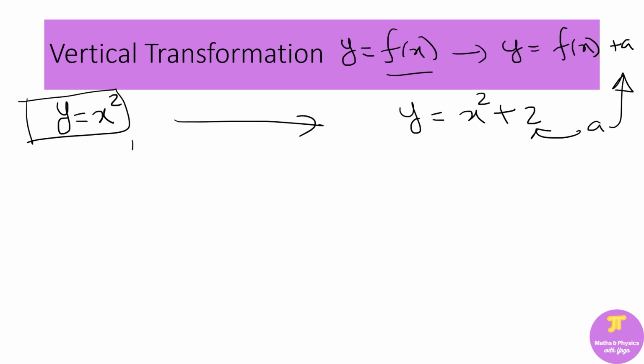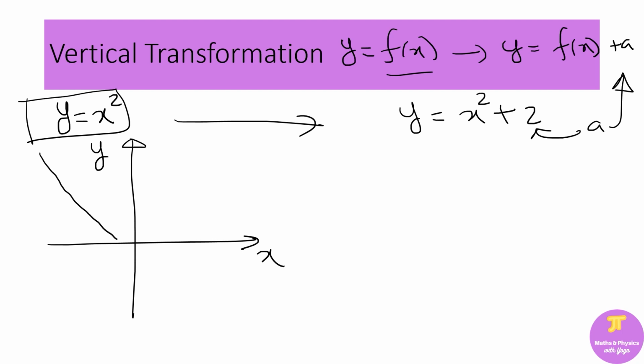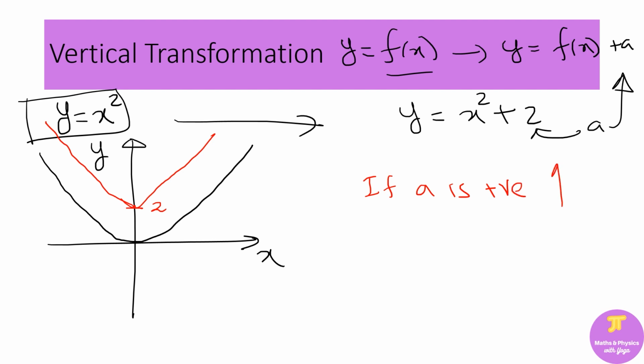So let me sketch y = x squared. We know that this is going to be like this, and plus 2 means this transformation is actually adding plus 2 to this one. This means you shift this function 2 units in the y direction. So this graph will shift up. So this is 2. In vertical transformation, if a is positive, you shift the graph up in the y direction. If a is negative, you push the graph downwards. So that is called vertical transformation.